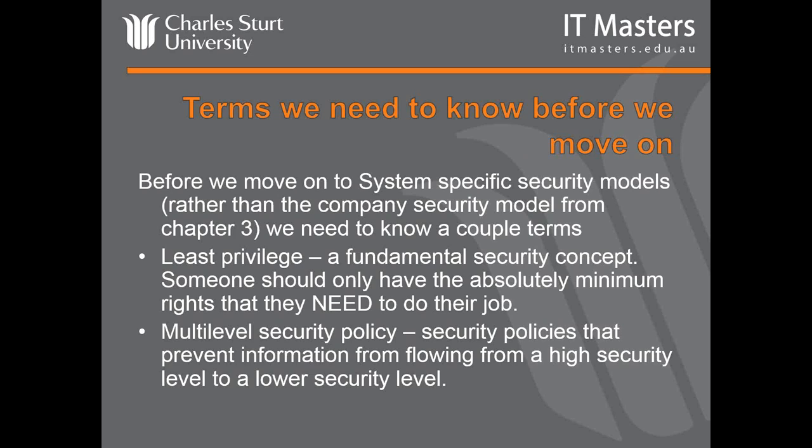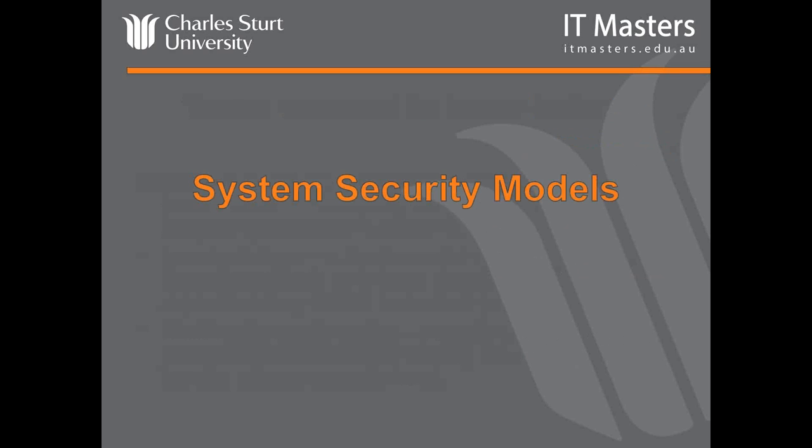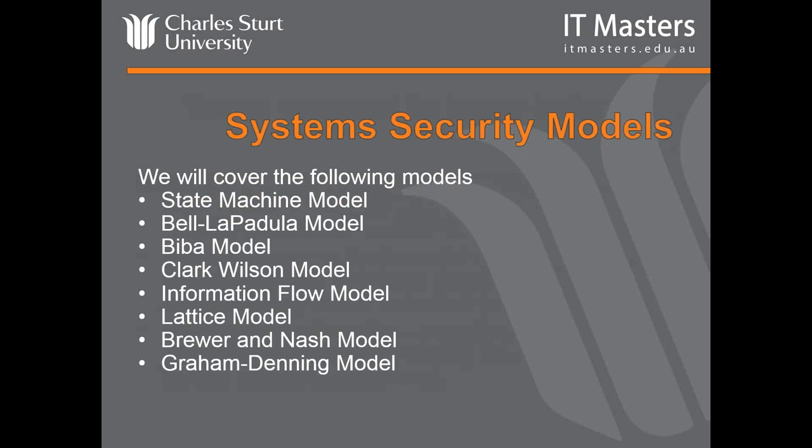So, terms we need to know. Least privilege. We've covered this one many, many times. Fundamental security concept. You have the absolute minimum rights to do your job. That's what least privilege is about. Multi-level security policy. These are things that prevent information from flowing from a high security to a lower security level. We have models here. Now, I'm not going to cover all of these. They are out there and you need to know them.